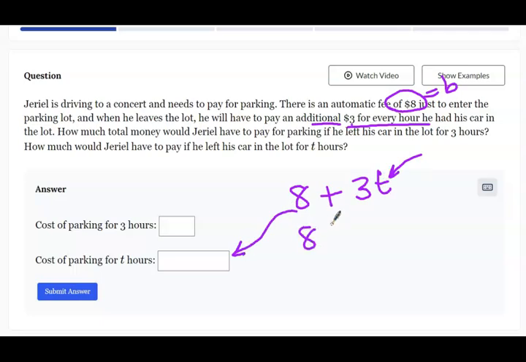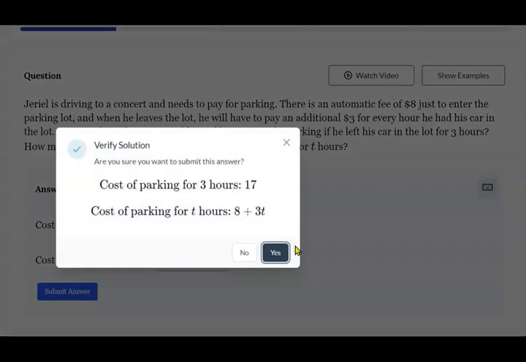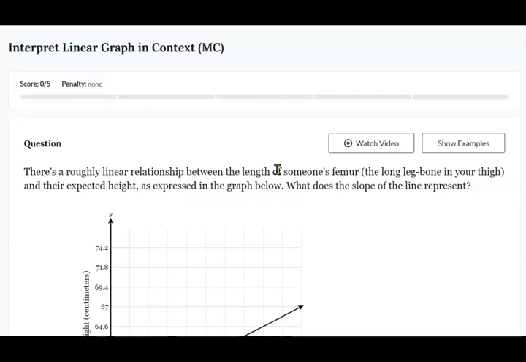And if we know that he will be there for 3 hours, then that will be the answer for this part. So we can type in our expression here first. 8 plus $3 per hour, and then 8 plus 9, which is 17. You can use a calculator if you need to. All right, I think you're picking up on that one. So let's go back and try the next one of interpreting it.